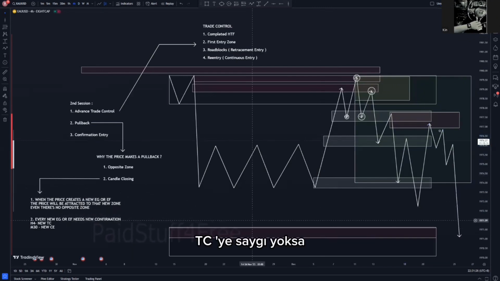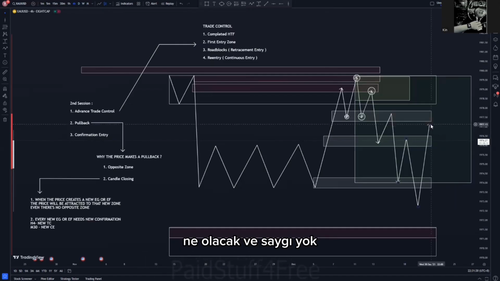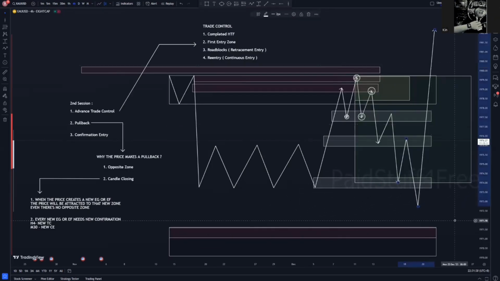So if there is no respecting of the TC, no respecting of the first entry and no creating of any new TC, what will happen? The price is going to break through it. Yeah, exactly. Good, Kai.